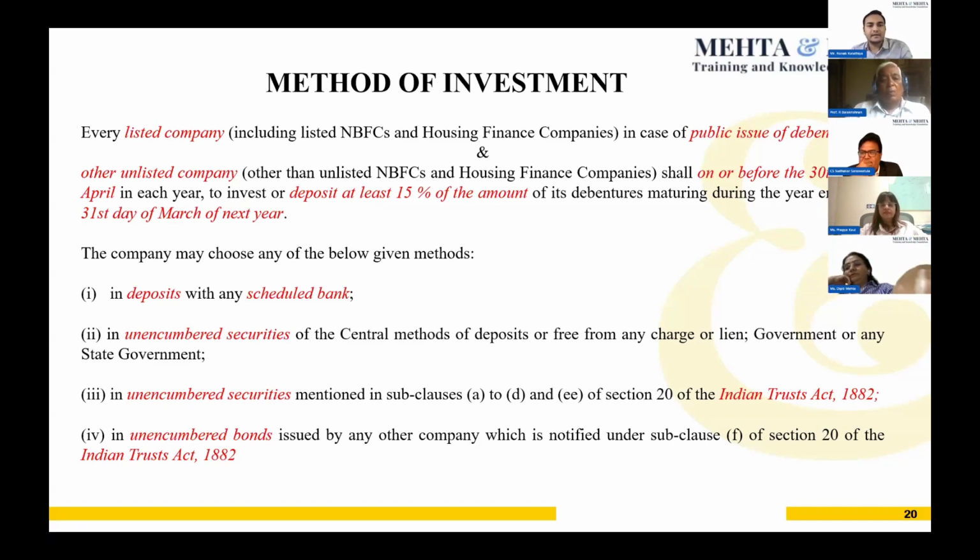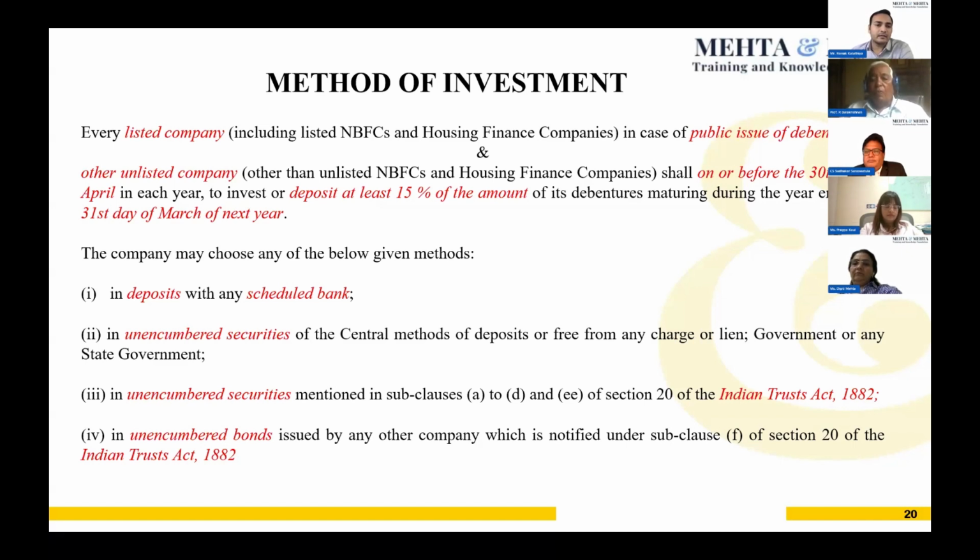So as ma'am mentioned, such category of companies may invest or deposit funds by the below mentioned methods as prescribed under the Act: deposit with a scheduled bank, deposit in any unencumbered securities of the central or state government, which are free from any charge or lien, in unencumbered securities as mentioned in sub-clauses A to D and EE of Section 20 of the Indian Trust Act, and similarly in unencumbered bonds issued by any other companies which are notified under sub-clause F of Section 20 of the Indian Trust Act.